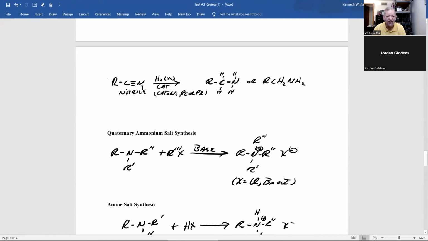Now, if you have a nitrile, carbon-nitrogen triple bond, and react it with excess hydrogen and a catalyst, remember, here you have 2 pi bonds, and each pi bond can be broken with hydrogen and catalyst. So with 2 pi bonds, each atom of the triple bond gets 2 hydrogens, and you make a primary amine. Oh, let's try that.